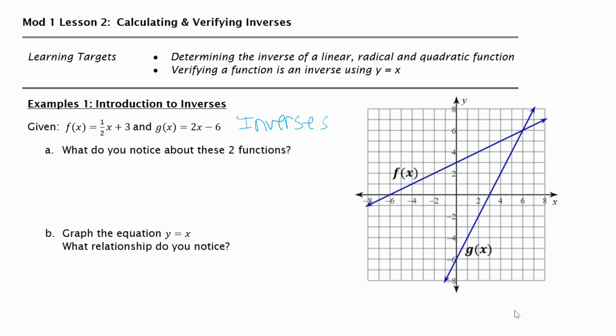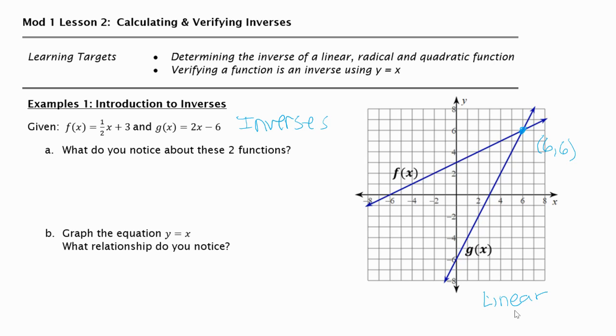In this case, they're both linear functions, right? They're both in the form where they have a slope and a y-intercept, so they're both linear. They do intersect at a point. In this case, the point they intersect at is (6, 6).